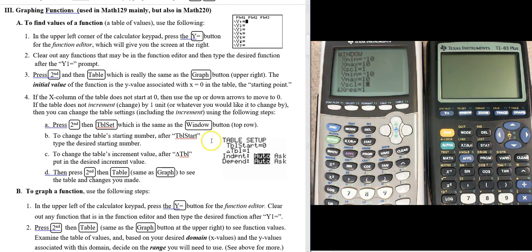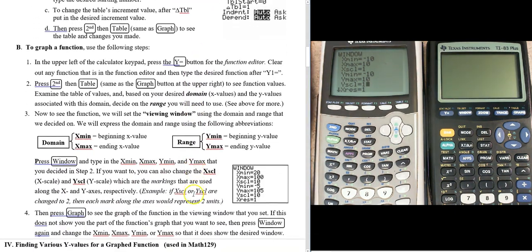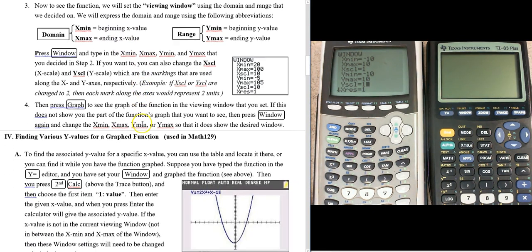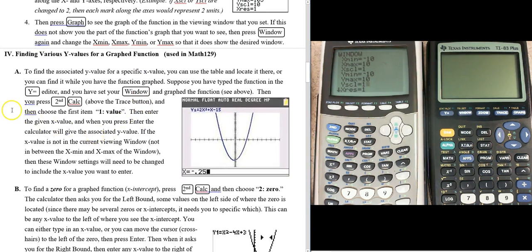Now let's scoot down the notes. So often we want to think about what the domain and range are. Your domain is really what you're going to set your X min and X max to surround that domain, and the same thing for the range. All right, let's move on. We can talk about the other things later.